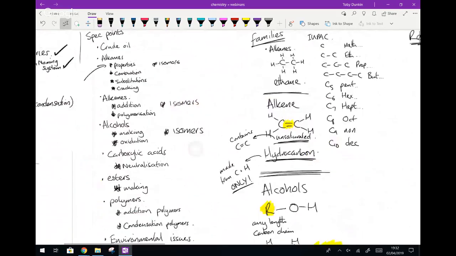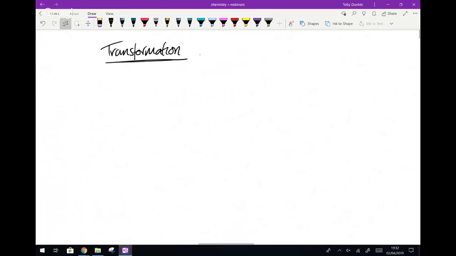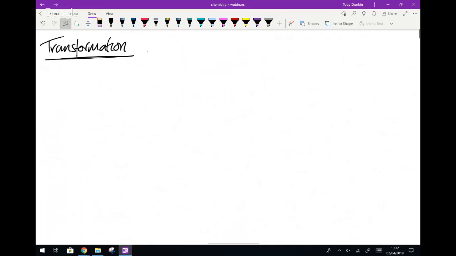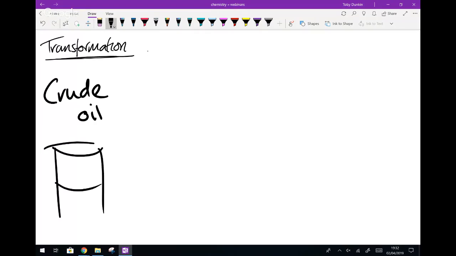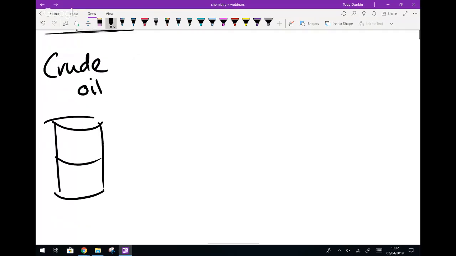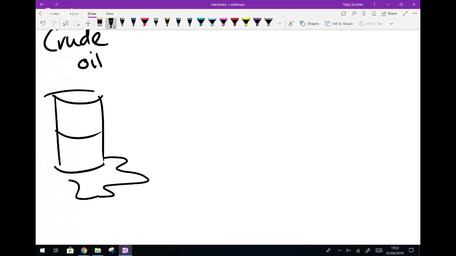But what I want to now go to is transformations. This is something you may not have heard in lesson, and which I really do love. And it explains what Edexcel are doing and the choices they have made. So we start off life from crude oil. Everything starts off here. We dig it up. It's a black, sticky liquid. We sell it in barrels. Yeah, and it's nasty stuff.